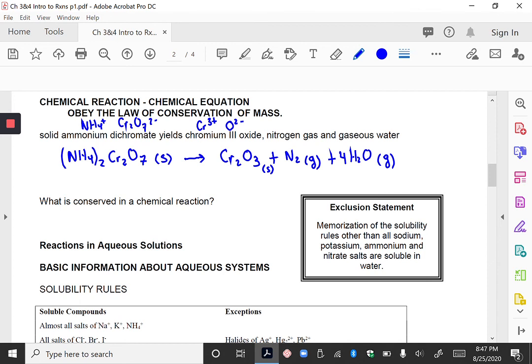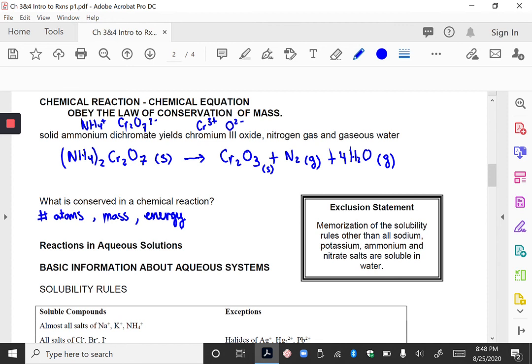So what is conserved in a chemical reaction? How did I know to put the 4 right there? Well, I was trying to balance out the number of atoms, right? So number of atoms is conserved. We know mass is conserved, right? Probably energy as well. How about the number of moles? Is that conserved? It is not.